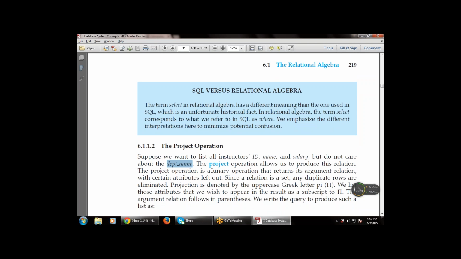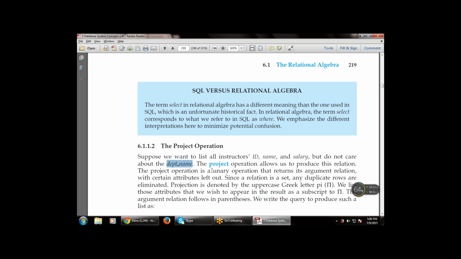So suppose there is a condition: I want to find the instructors' ID, their name, and their salary, but do not take the condition about the department name. The project operation allows us to produce this relation, that is, only printing the results without any condition, simply selecting the attributes.